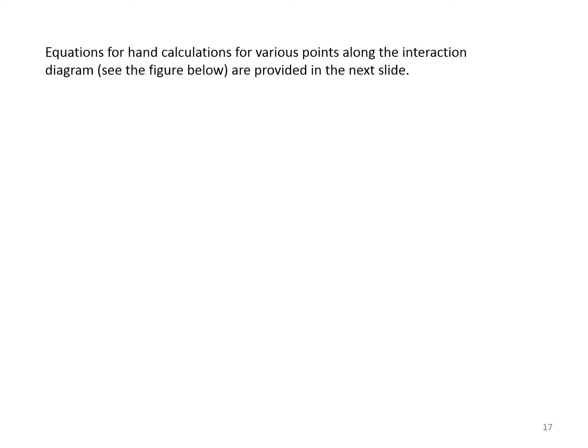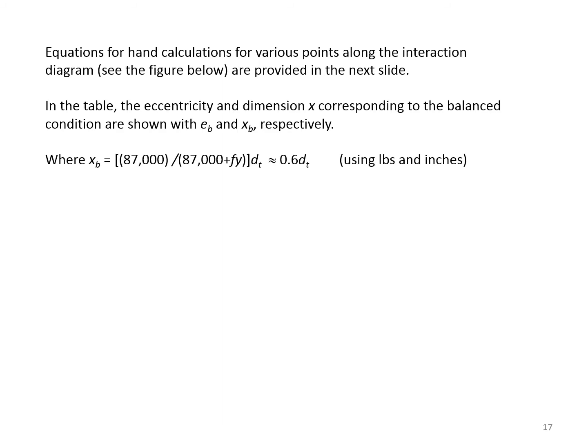Equations for hand calculations of various points along the interaction diagram, as shown in the figure below, are provided in the next slide. In the table provided in the following slides, the eccentricity and dimension x corresponding to the balance condition are shown with E sub b and x sub b respectively. X sub b corresponding to the balance condition can be obtained based on the equation 87,000 divided by 87,000 plus Fy, the quantity multiplied by dt, which approximately can be taken as 0.6 dt, again using pounds and inches as units.